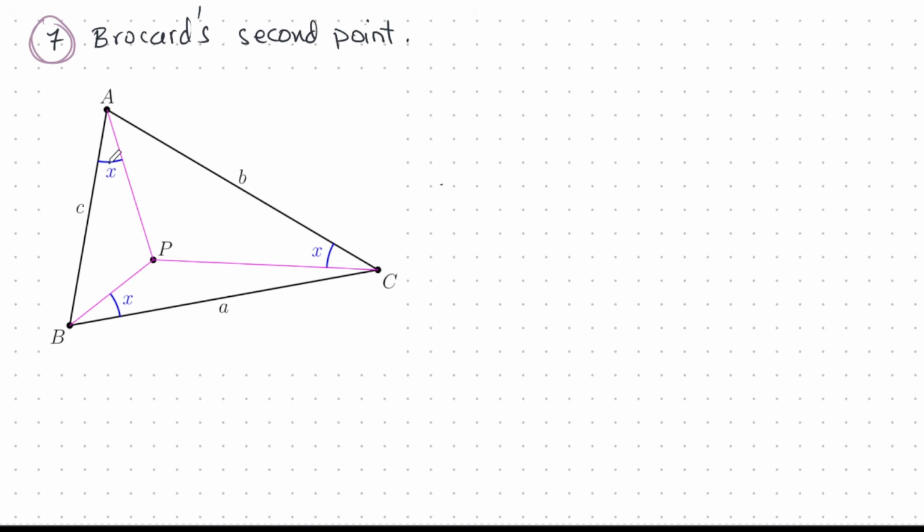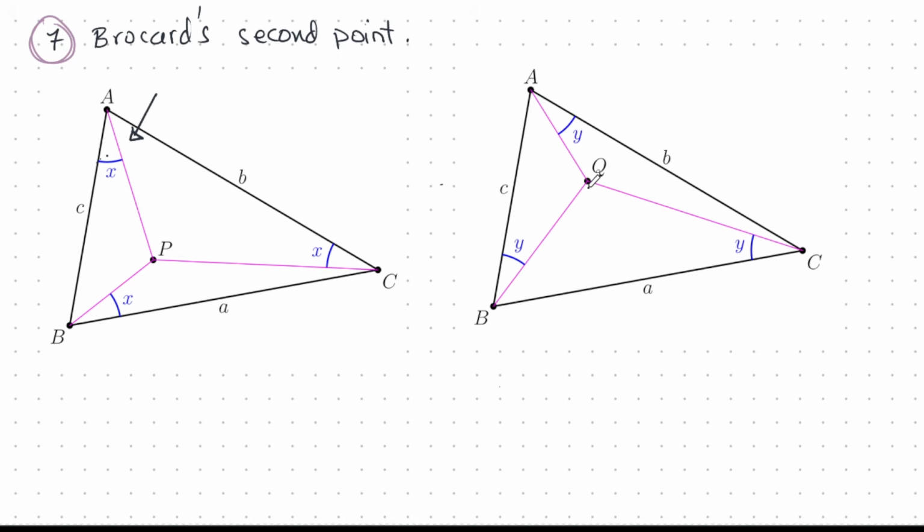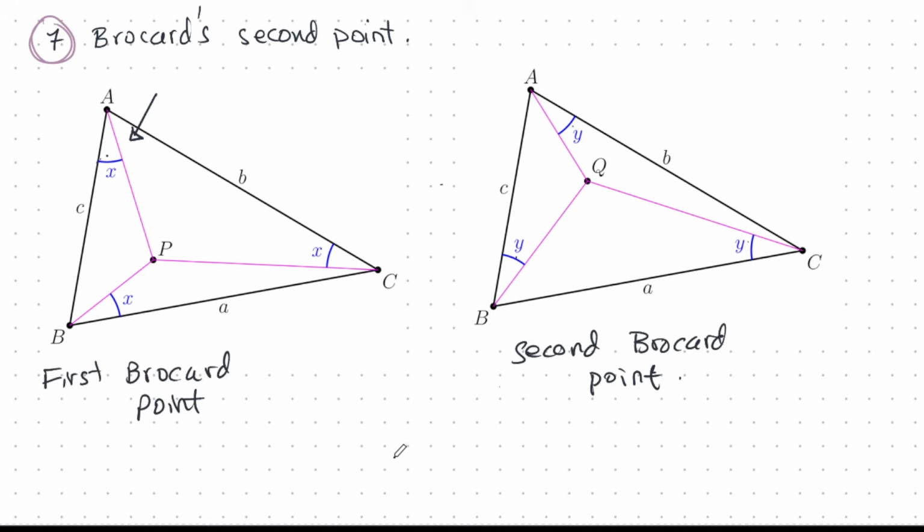I said at the beginning that P is actually Brocard's first point here. Now, we chose X, the equal angle X, to be on this side. What if we had chosen the equal angle to be on the other side? Well, we can actually call that equal angle on the other side Y. And so I can take a point Q and move it around until all three of these are equal to Y. And this is Brocard's second point. That's pretty amazing. Yes, this point is also unique. Very amazing. And the relationship between these two are pretty mysterious and interesting.